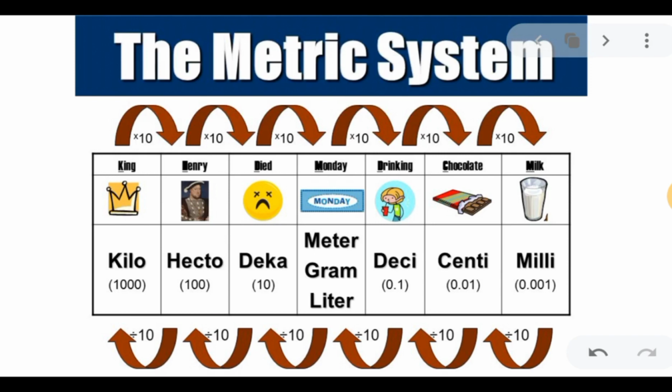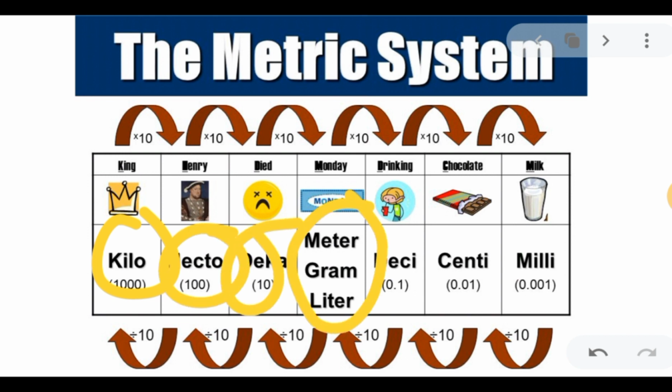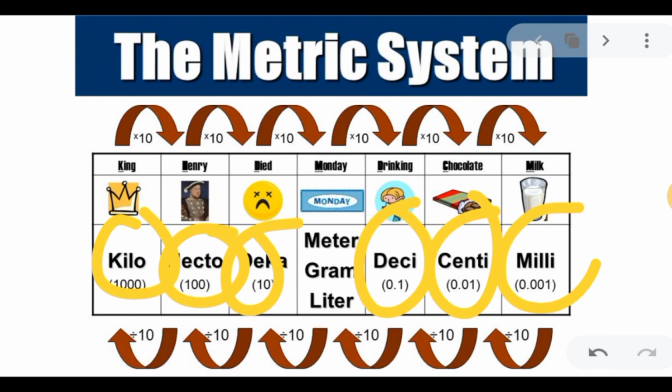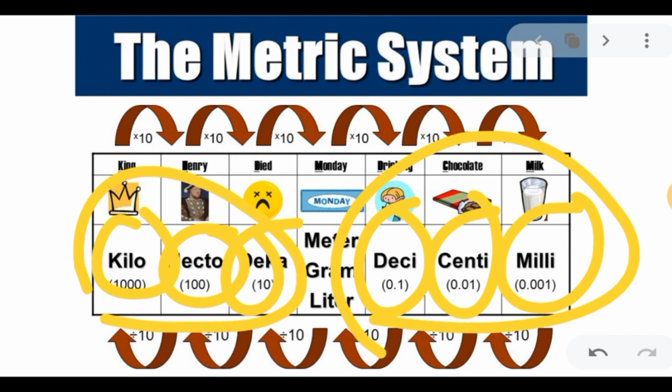Now, first let me introduce to you the suffixes that we will be using here in the system of measurement. First, we have kilo, hecto, deca, and then the base unit, which can be either meter if you want to measure the length, the gram if you want to measure the mass, the liter if you want to measure the volume of the water, and then the deci, centi, and milli. So these six here, rather, are what we call the prefixes of the metric system of measurement.